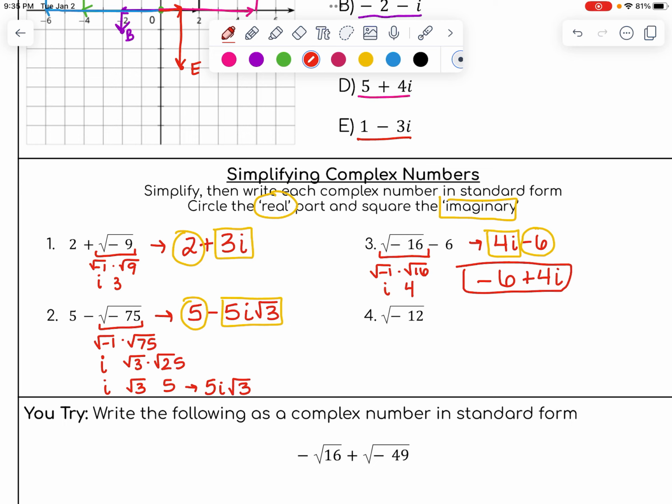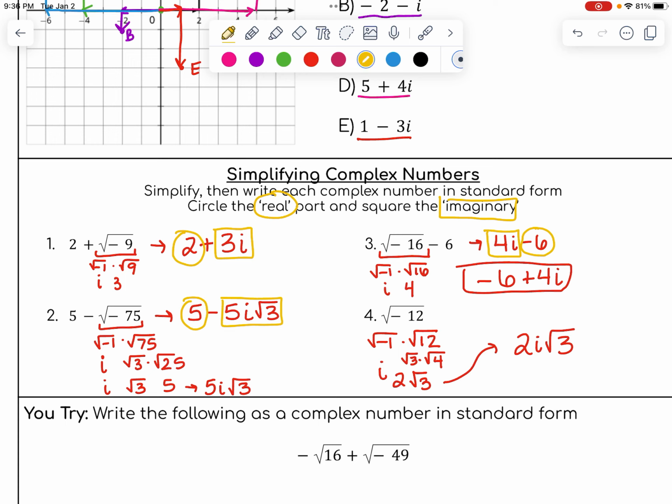Finally, number 4, I've got the square root of negative 12. I'm going to break this down into manageable pieces. So we've got the square root of negative 1 times the square root of 12. I know the square root of negative 1 is i. Now, 12 is not a perfect square. So again, this is one we're going to try to break down even more. I could rewrite that as the square root of 3 times the square root of 4 because I know that the square root of 4 is 2. And I'll bring down the square root of 3. Putting all of those pieces together, we get 2i square root 3.